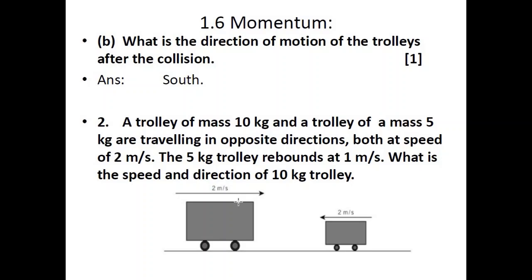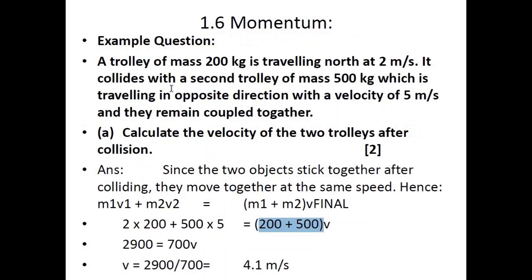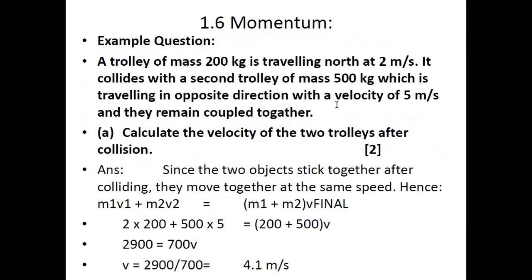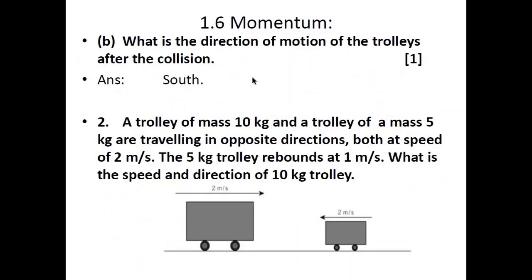What is the direction of motion of the trolleys? That would be south, because the trolley traveling to the north had less mass and it also had less speed, whereas the trolley coming in the opposite direction had greater mass and greater velocity, hence its momentum was greater, whereas the first trolley had less momentum. So once they collide and then stick together and move in the same direction, they would always travel in the direction of the trolley or the object which had greater momentum before the collision. Hence the opposite of north would obviously be south.